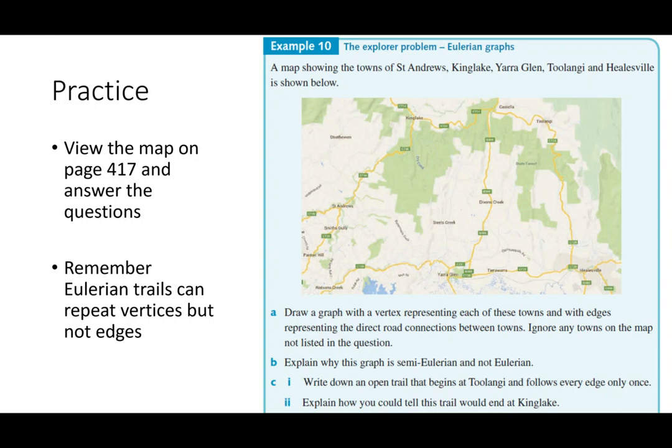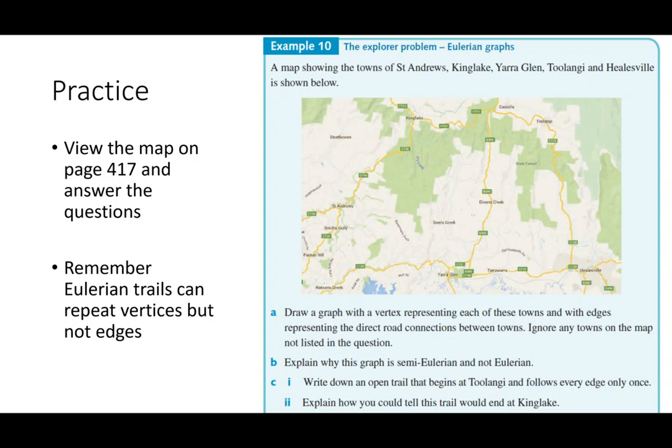I've done A, draw the graph of the vertices representing each of those towns. Explain why the graph is semi-Eulerian, not Eulerian. So the thing to do here is always just based on vertices. You could try and show that the paths wouldn't work different ways, but that's going to take you a long time. So the easiest way is just talk about the degree of each vertex. This one has degree 2, 1, 2, 3, 4. Degree 2, 1, 2, 3, degree 3, 1, 2, 3, degree 3.